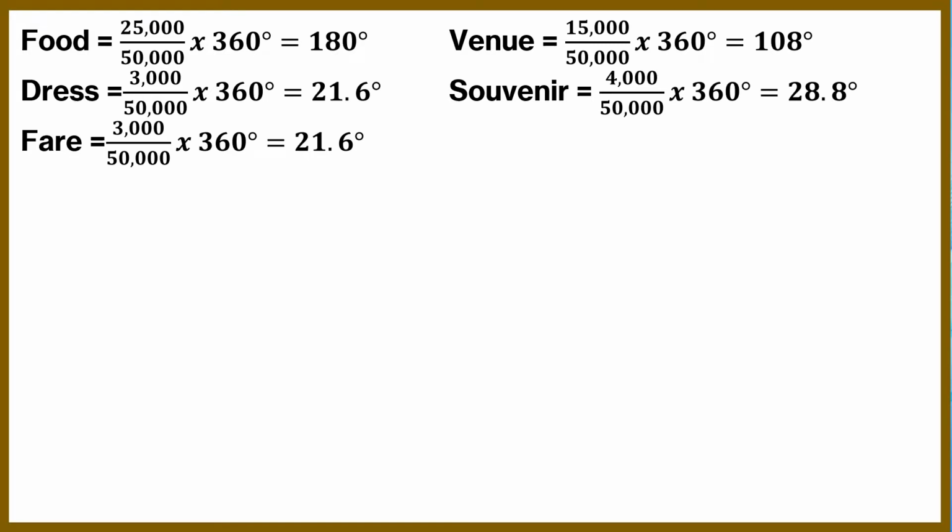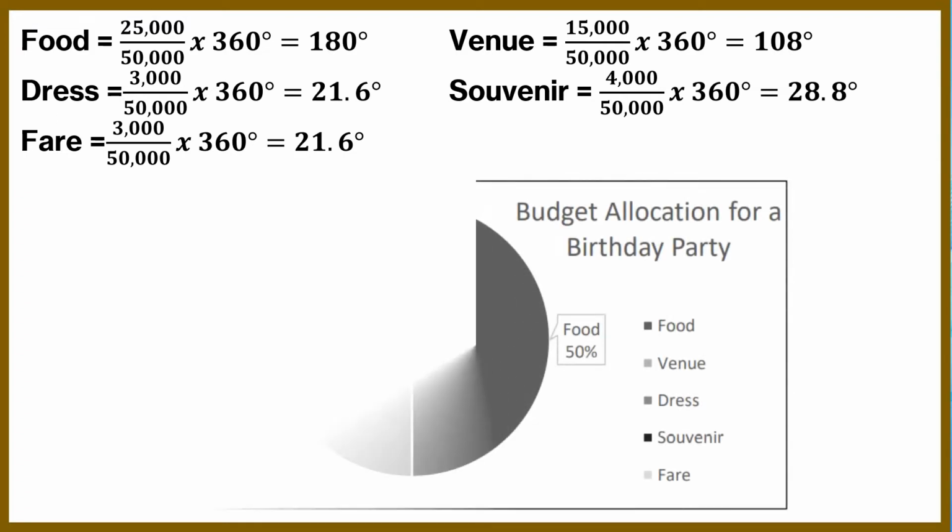So after we get the degrees, we can now make the pie graph, or the pie chart, using these degrees. So, 180, 108, 21.6, 28.8, and 21.6. So, if we total those, the total is 360 degrees. So, these will be the portions.